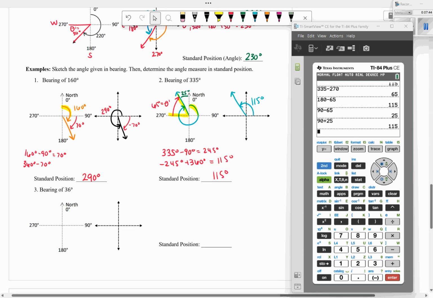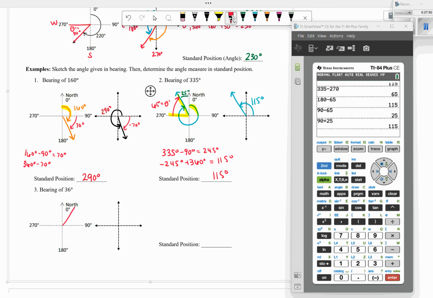So if we have a bearing of 36 degrees, again, bearings are measured from north going clockwise, that would be going this direction. So then if I wanted the standard angle measurement, I'm trying to figure out from 0 going this direction what that standard angle measurement is. So if we take 90 degrees minus 36 degrees, we get 54 degrees for the standard angle.